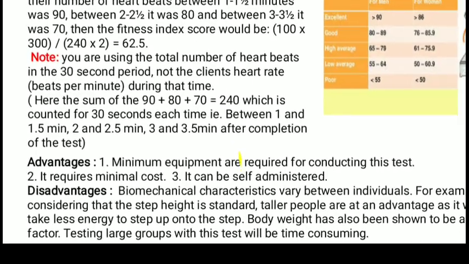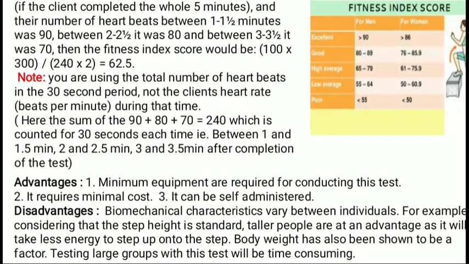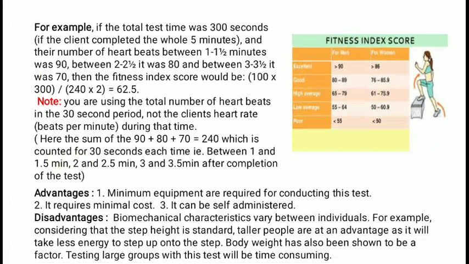Now the advantages are given. The advantage is that minimum equipment is required for conducting this test. Very little equipment is required: we need a 20 inch box, a stopwatch, and a metronome if it is available, otherwise it's okay.